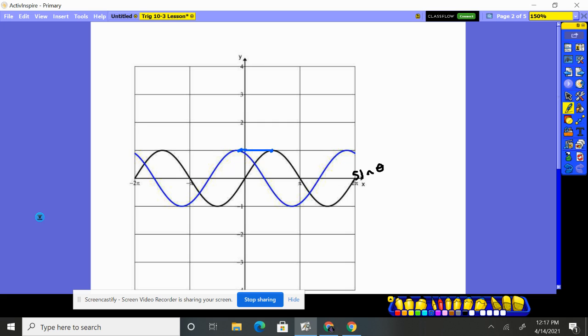So if I have sine of theta plus 6 degrees, it's not going to move forward 6 degrees, but it's going to move back 6 degrees. Well, what if I have sine of theta and I subtract 10? Well, instead of going back 10, it's actually going to move what? Forward 10. It's going to go always the opposite of how you think.